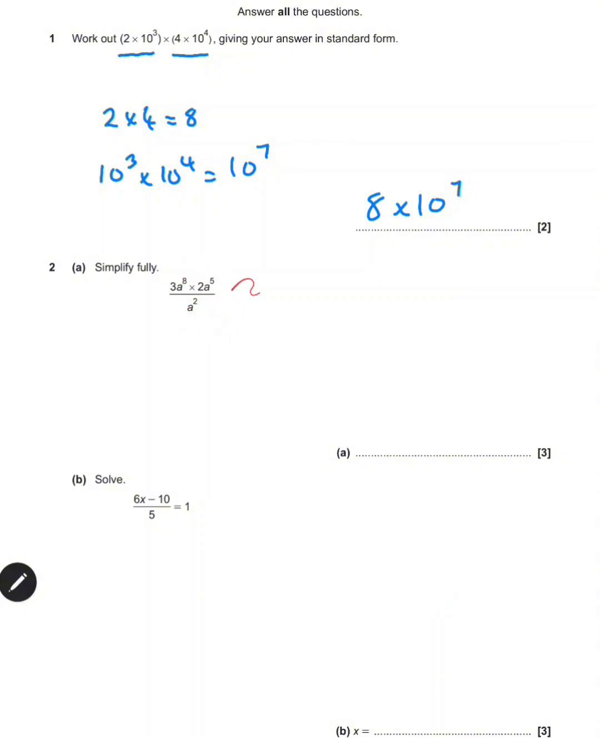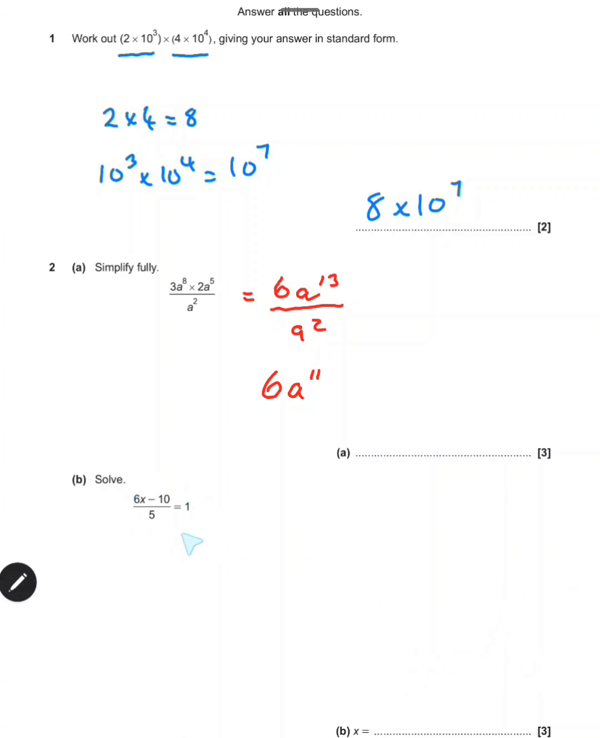Question 2, we're just simplifying using loads of indices. So we'll look at this top row first. We're going to do 3 times 2, which is 6. A to the 8 times a to the 5 is a to the 13. 8 add 5 is 13. And then we're going to divide that by a squared. And if we just look at the a terms now, we've got a to the 13 divided by a squared. You get 6a to the 11. 13 take 2 is 11.